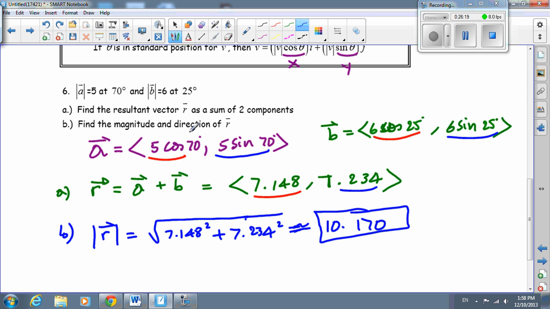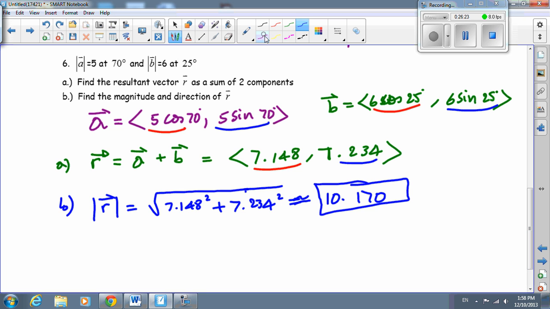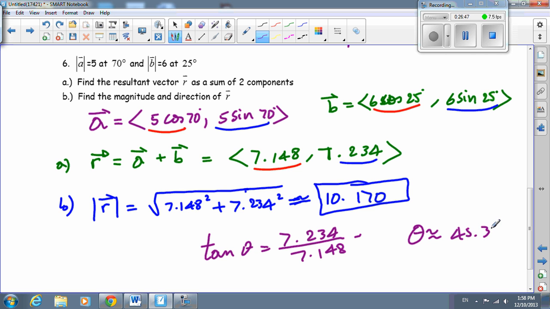To find the direction, all I need to do is the tangent. So I will use the tangent here and say tangent of theta is equal to 7.234 over 7.148, meaning this over this, which will give me theta approximately 45.343 degrees. I know this is long, but it's very important.